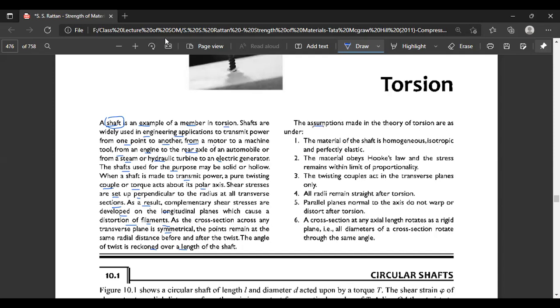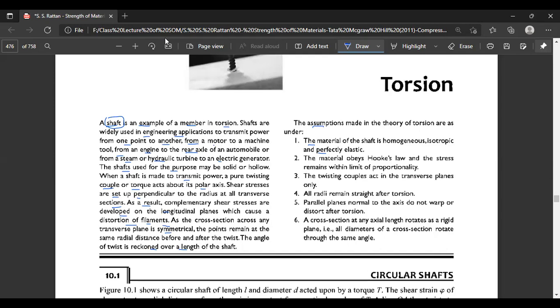The assumptions made in the theory of torsion are like this. The material of the shaft is homogeneous, isotropic, and perfectly elastic. Homogeneous means uniform everywhere. Isotropic means they have the same property in all three directions. And perfectly elastic means they will go back to their original shape when an externally applied load within a limit is removed. So homogeneous, isotropic, and perfectly elastic, these are the three properties.